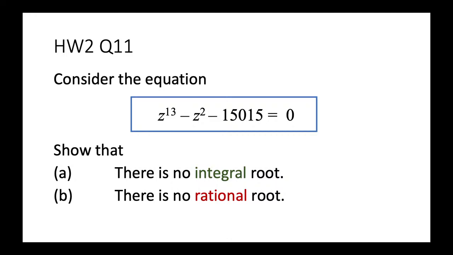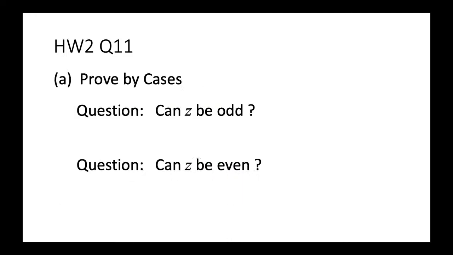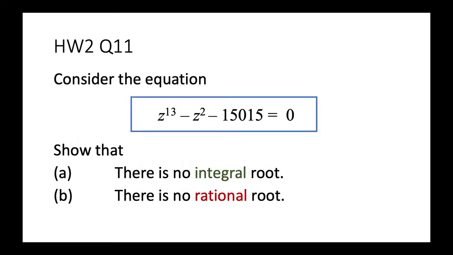Okay, so let's see part A. There is no integral root. And we are going to show this by using the method of proof by cases. In particular, we can ask ourselves 2 questions. The first one is, can the number z be an odd integer? And the second one is, can the number z be an even integer? So let's go back to this one. Can z be odd?